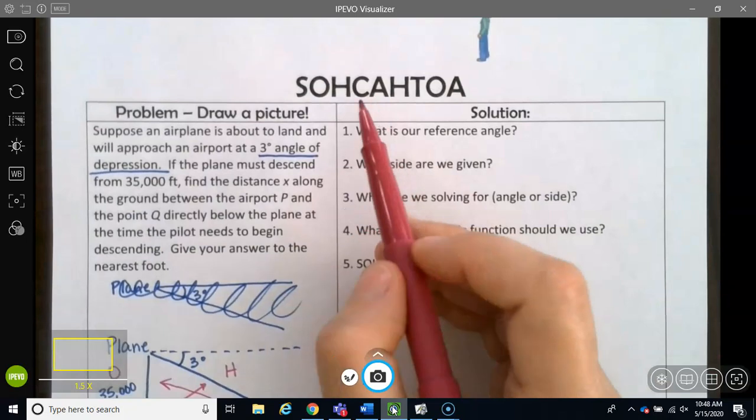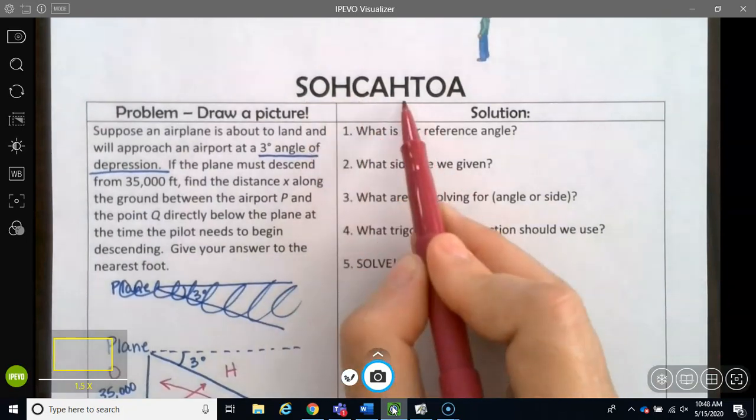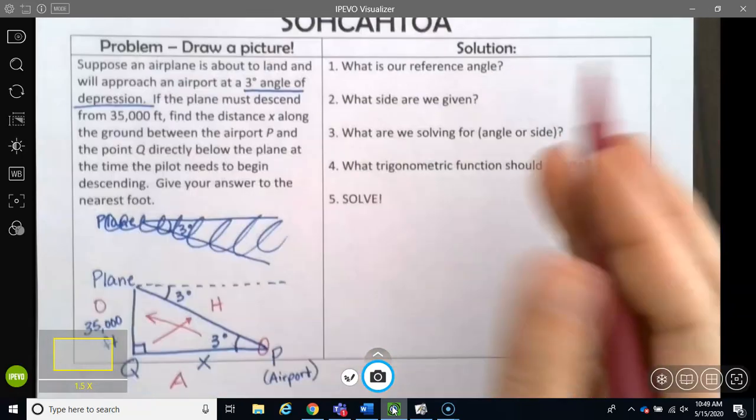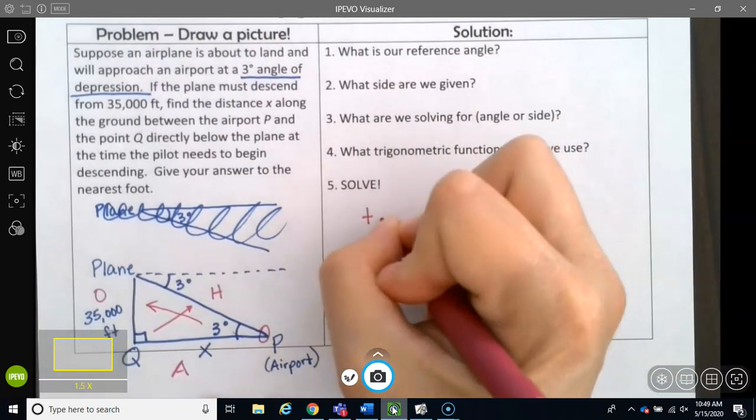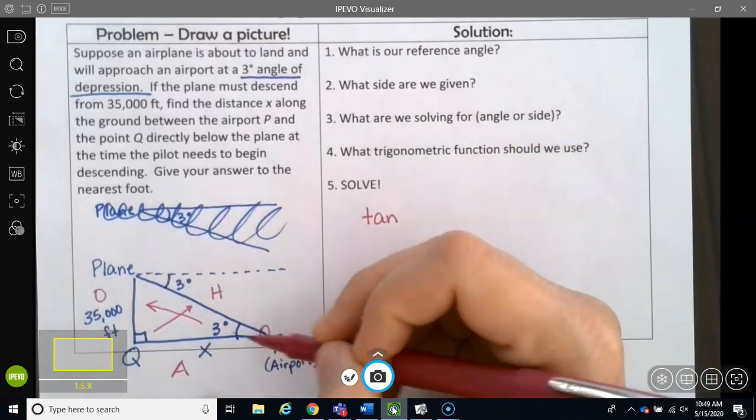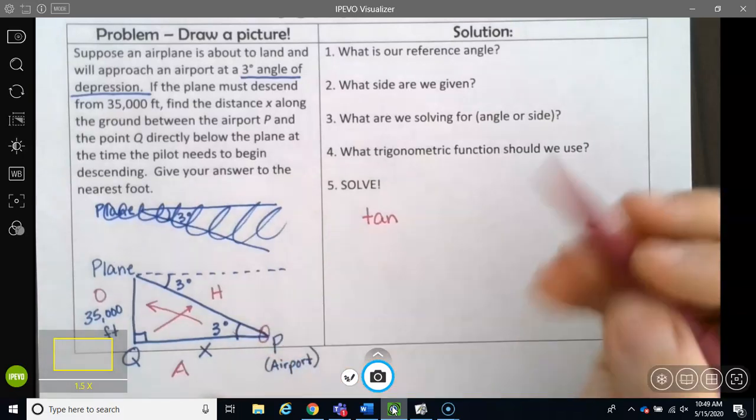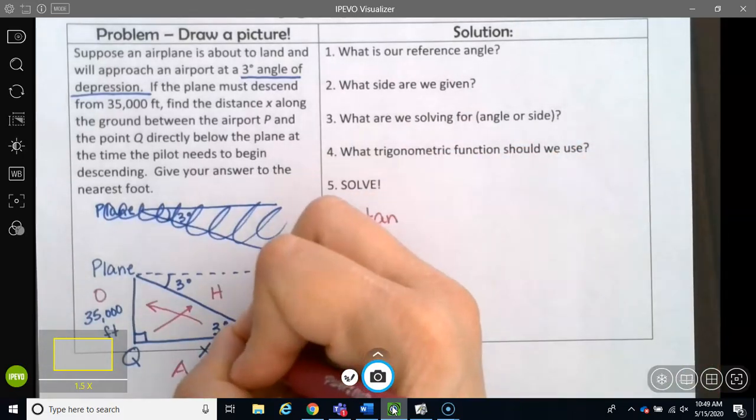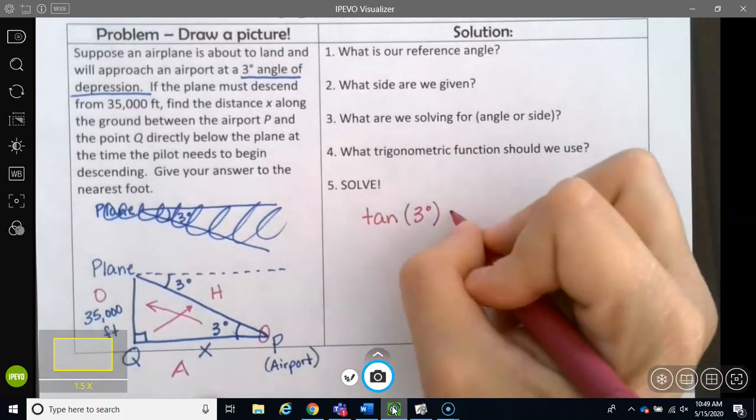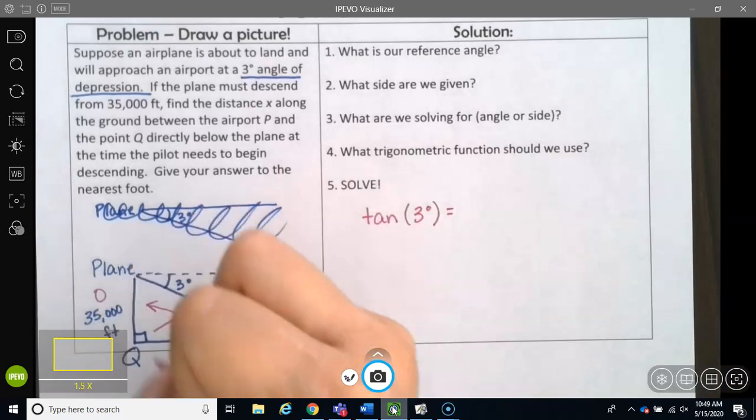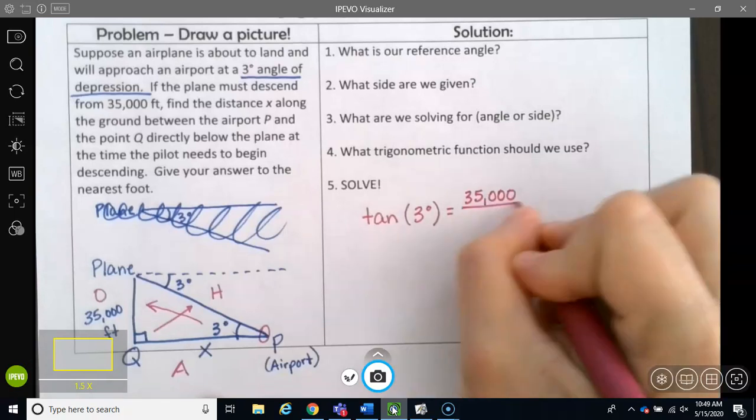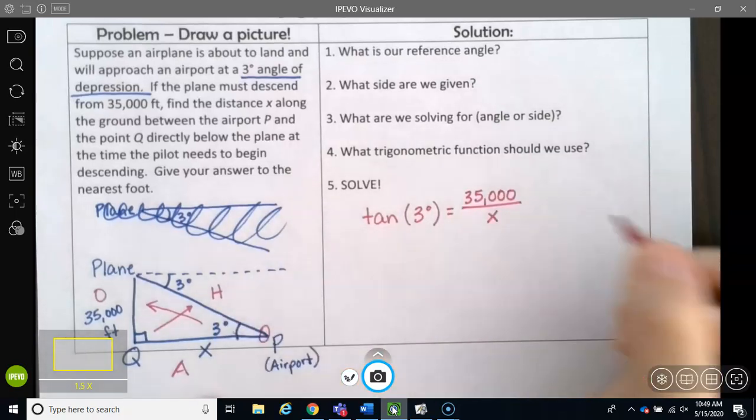And I have SOHCAHTOA right here for you. Here's SO, here's CA, here's TOA. The one that uses opposite and adjacent is tangent. So we'll be using tangent to set up our trig function. Tangent of angle P, because that's our reference angle, the angle we knew of that right triangle. So tangent of 3 degrees, if you know the angle, you got to put the number in there, is equal to opposite over adjacent, so 35,000 over the adjacent side, which is x.